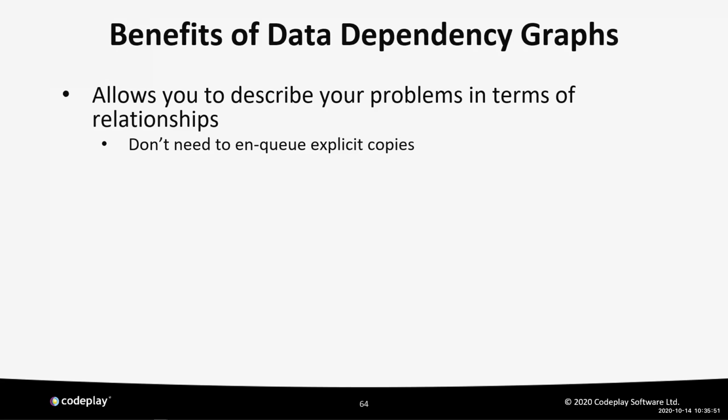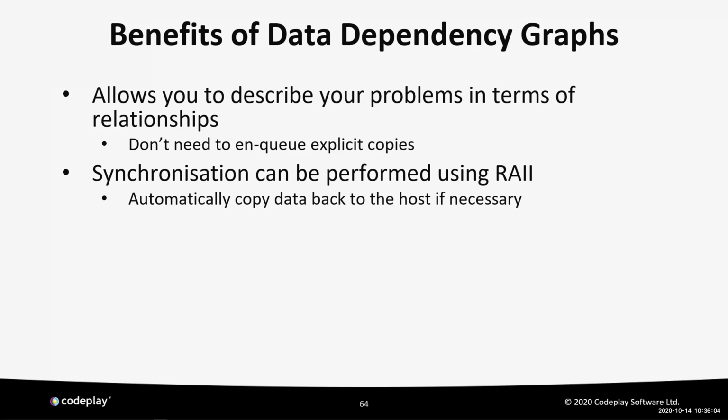So the benefit of these data dependency graphs is that it gives you the ability to describe your problems in terms of relationships rather than single statements that would need to be enqueued, explicitly copying things around. You won't need to do that. Synchronizations can also be performed using a closure style of RAII, where you automatically copy data back to the host only if necessary. This was one of the big things in a lot of the other languages, trying to decide when to not do the zero copy, so that you don't do unnecessary data movement.